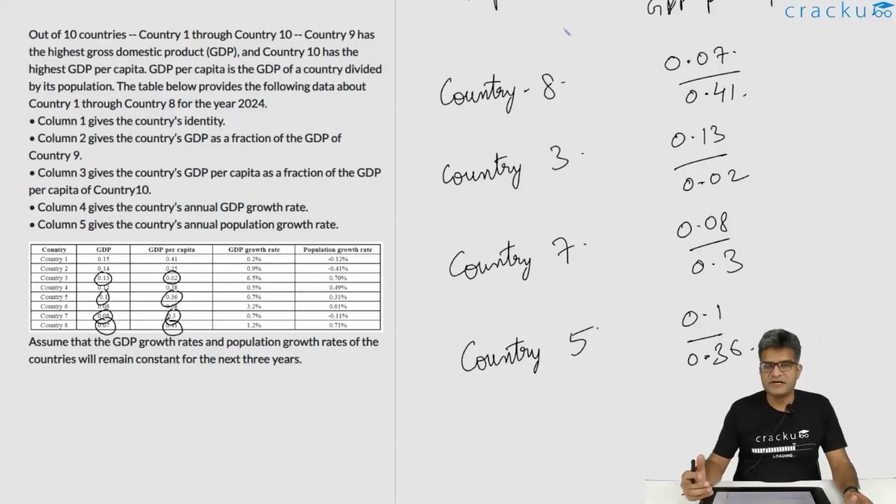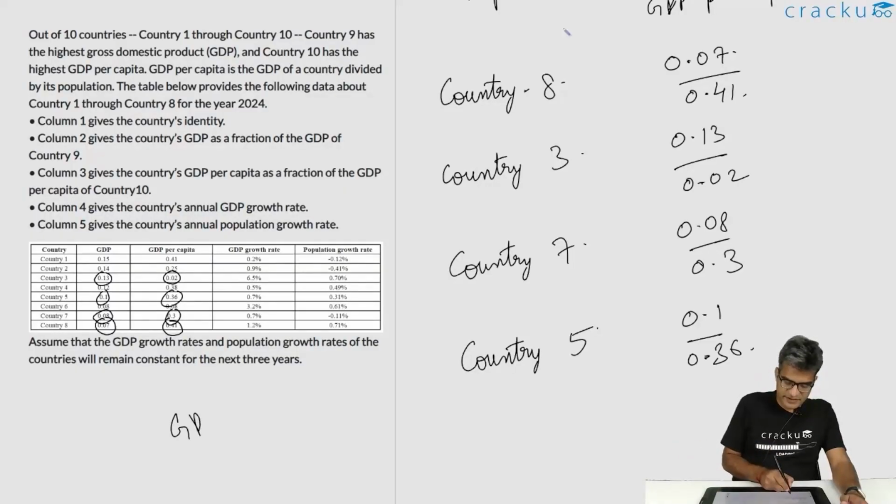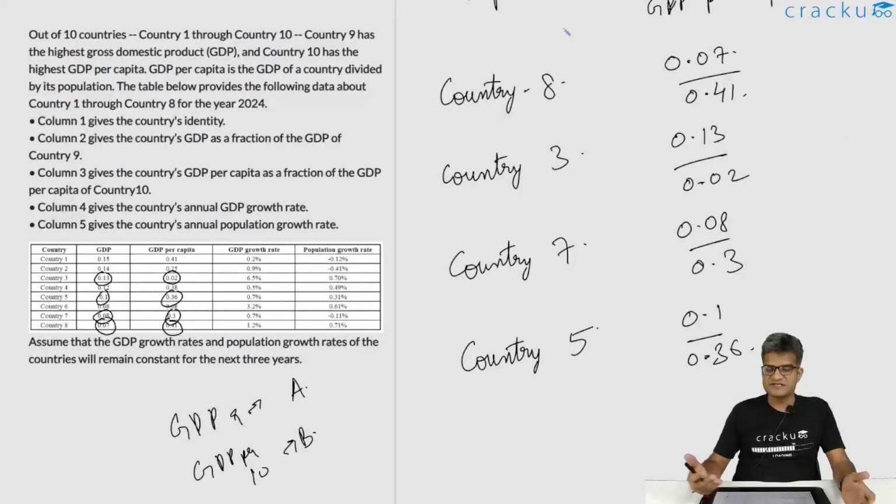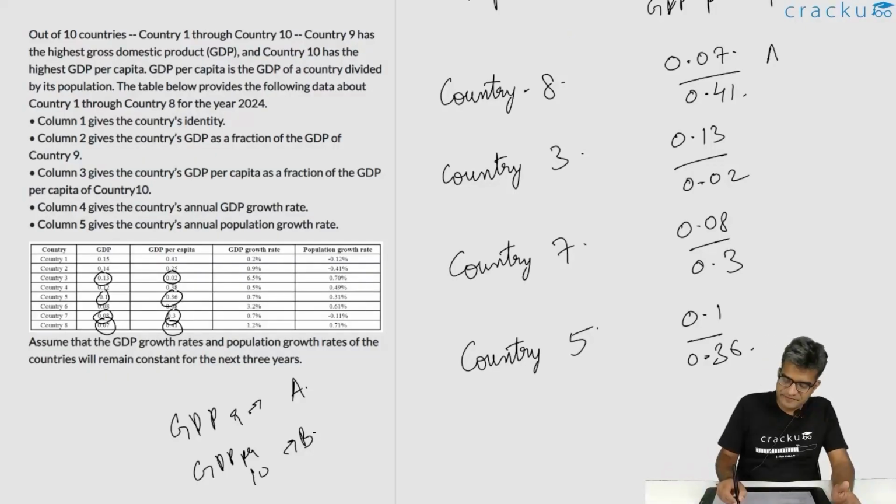This is the population with respect to a constant, because we don't know what is the GDP of country 9 and the GDP per capita of country 10. But when you are just comparing, it doesn't really matter. For example, if you assume, like we discussed earlier, that the GDP of country 9 is say A and the GDP per capita of country 10 is say B, each of these populations will just have a constant. For example, for country 8, the GDP will be 0.07 A and the GDP per capita will be 0.41 B. So this constant of A divided by B will be there in all of the four options.